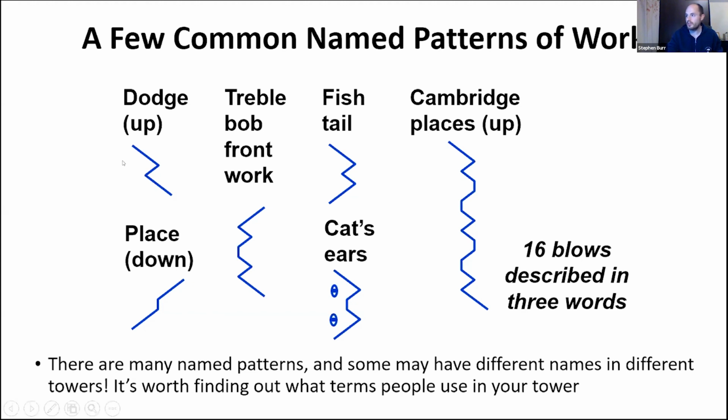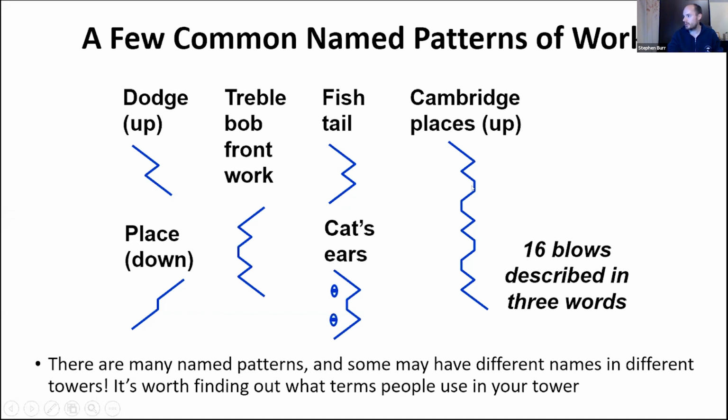So as we said, we've got a dodge, here's a place, and treble bob we've talked about as a pattern that we've seen in treble dodging methods. We've got things like fish tails, which possibly look like the tail of a fish, although you could argue it looks like the mouth of a fish as well. Cat's ears, which are obvious when there's cat's eyes drawn on. And then there are some more specific technical pieces of work.